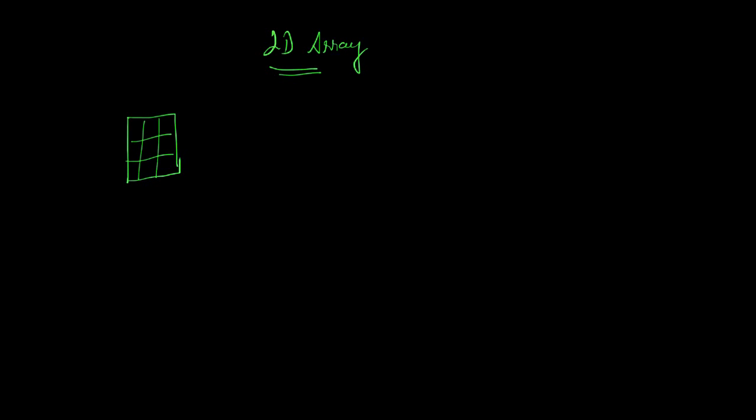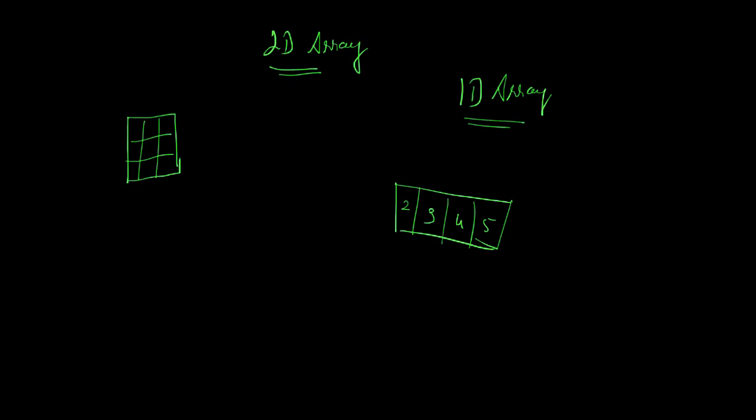So what is the need of this two-dimensional array and how does it differ from the one-dimensional array? In a one-dimensional array, we have one row of numbers with many values like 2, 3, 4, 5, and you all know an array has a name and these indexes.